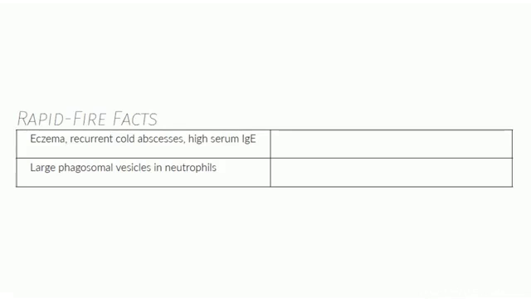Then we have a couple of rapid-fire facts. Eczema, recurrent cold abscesses, and high serum IgE, that's hyper-IgE syndrome or Job syndrome, and large phagosomal vesicles in neutrophils, that's Chediak-Higashi disease. And that's it for now.